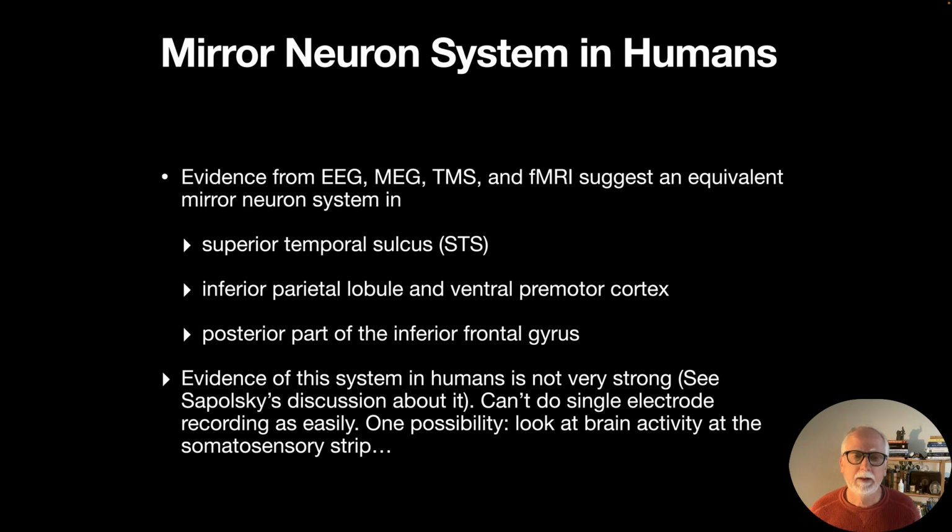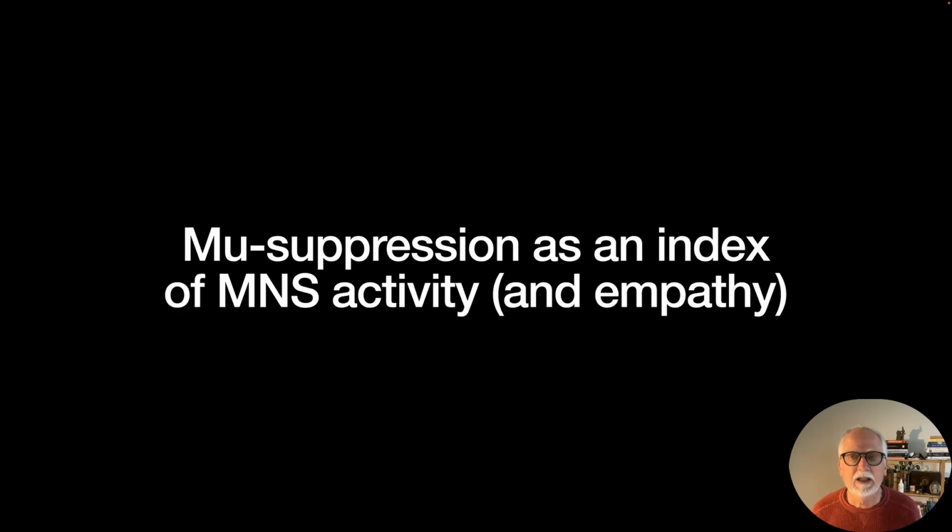But one possibility, one way that people have looked at these mirror neurons and tried to show evidence of this is to look at something sort of similar to it. The way that the monkey research was done, they looked at brain activity at the somatosensory strip in humans. And they did this with EEG. So they do this thing called mu suppression as an index of mirror neuron system activity and therefore empathy.